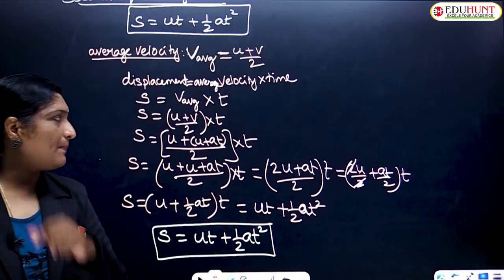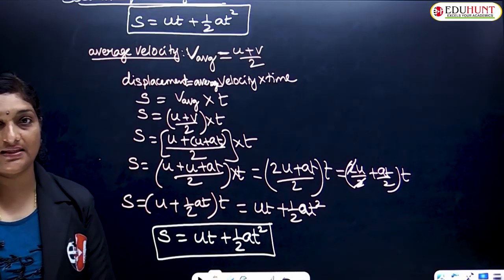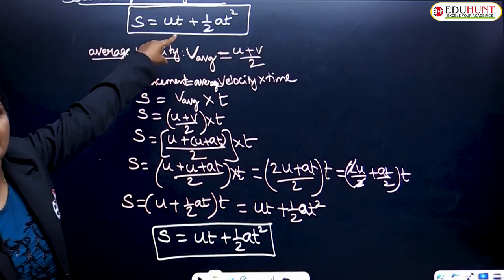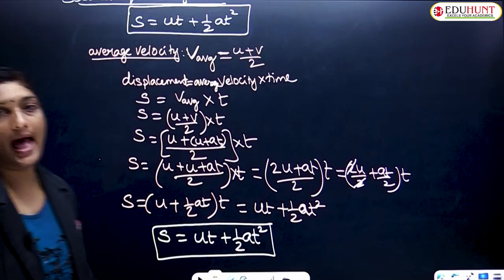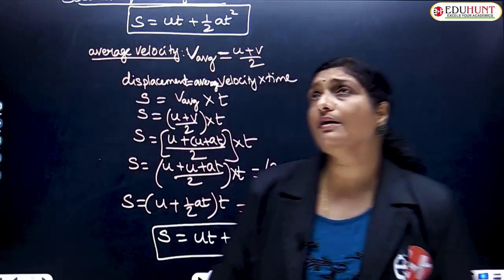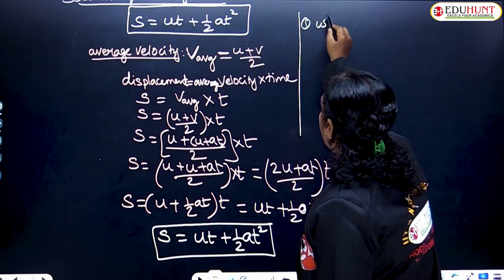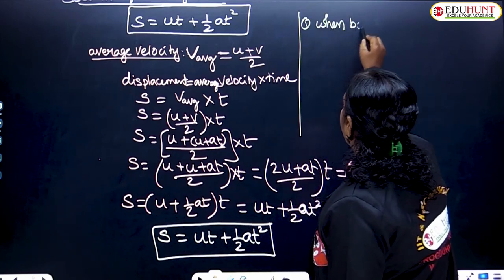The second equation of motion tells us the relation between displacement and time, and the formula is s equals ut plus half at square, where s is displacement, u is initial velocity, t is time, a is acceleration.